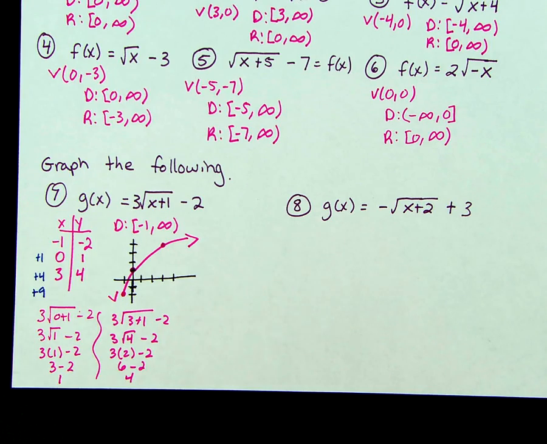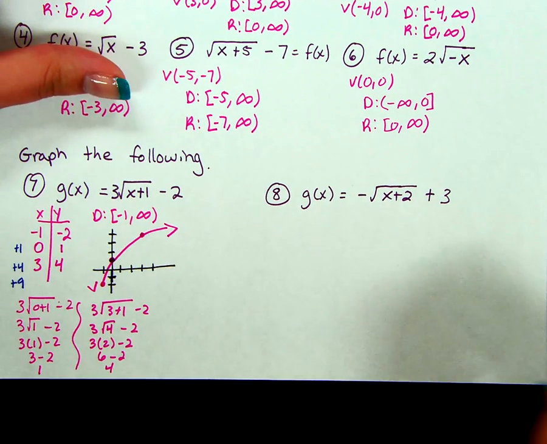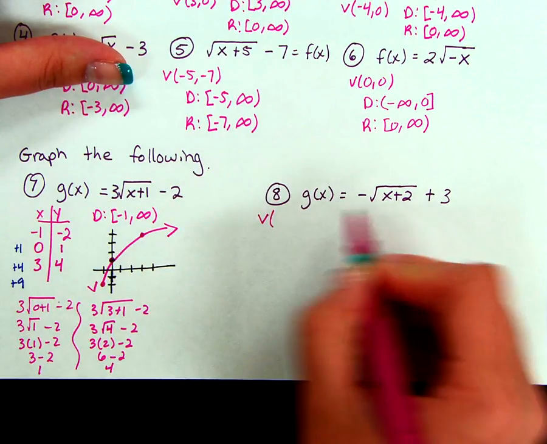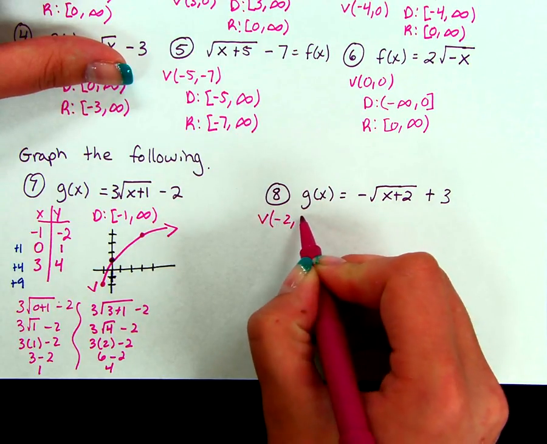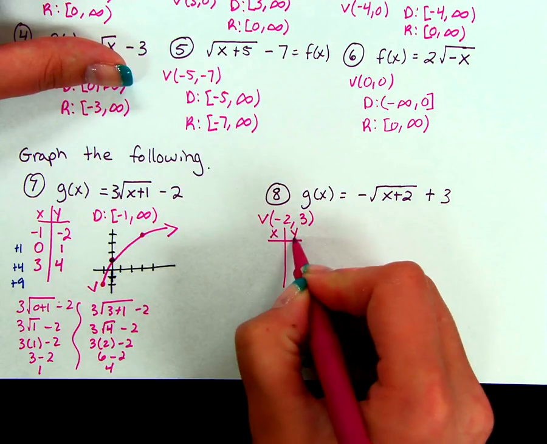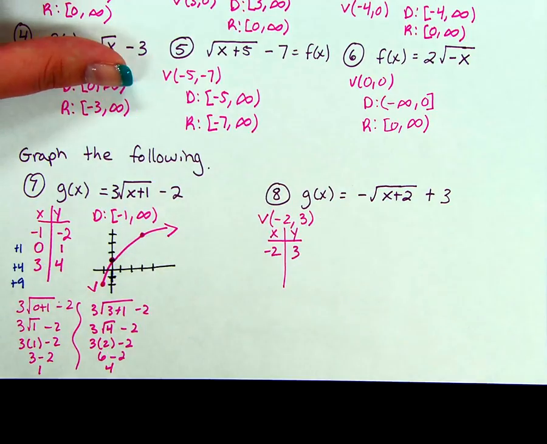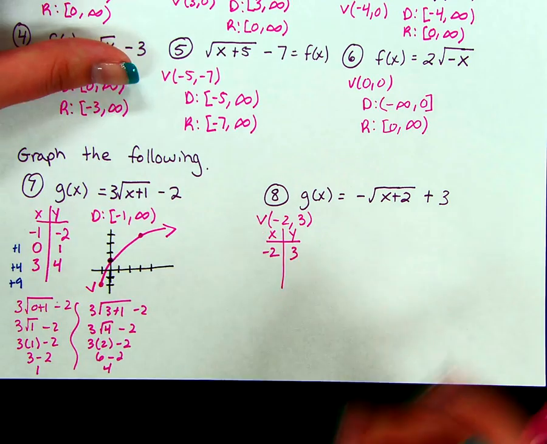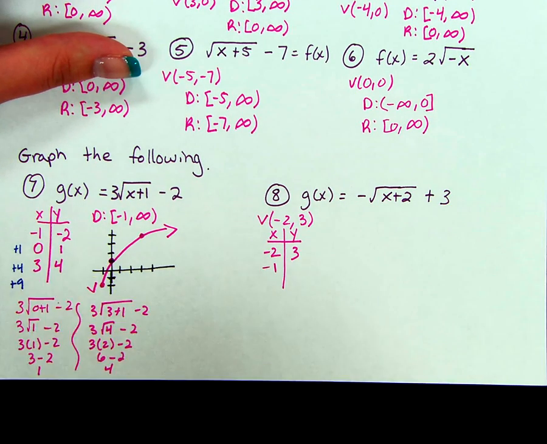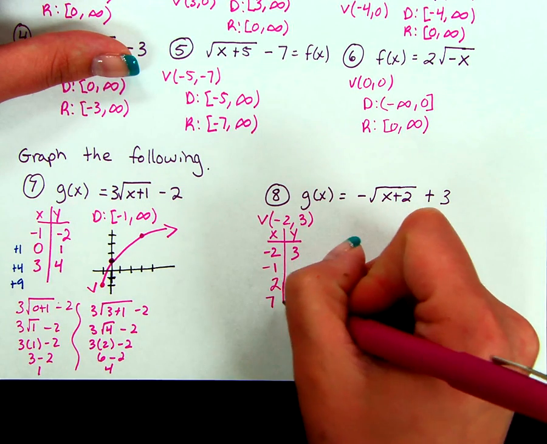All right, let's take a look at the next one and graph that. So again, I'm going to start with the vertex. So the vertex on this is -2, 3. And I should have started my t-chart right away. Okay, so -2, 3. So again, to pick my x values, I'm going to add 1. So -2 plus 1 is -1. Then I'm going to add 4, so -2 plus 4 is 2. And again, if we really wanted a fourth point, we would add 9. So -2 plus 9 would give us 7.